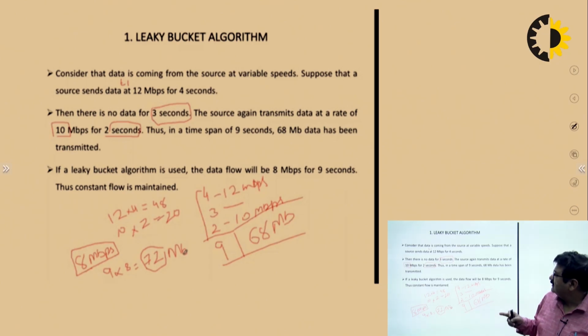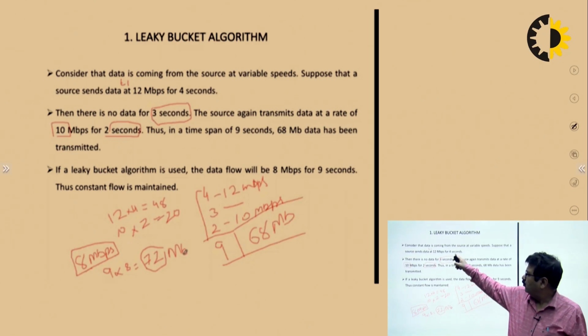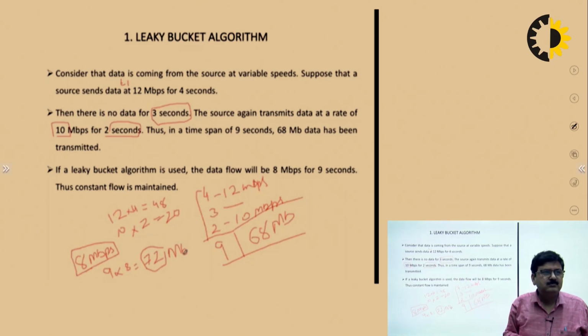The total time is 4 plus 3 plus 2, which is 9 seconds. For 4 seconds we sent data at 12 Mbps, for 3 seconds there is no data, and for 2 seconds we sent data at 10 Mbps. Total data is 12 into 4, 48, and 2 into 10, 20. Then the total amount of data is 68 Mbps.